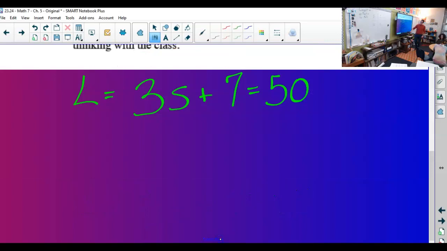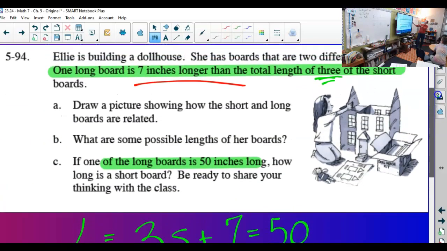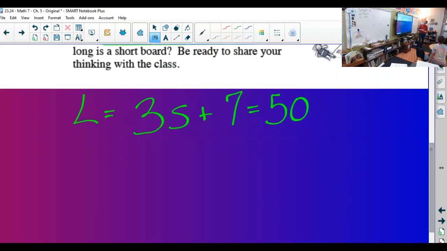Yeah, it's three of the short boards. It was seven longer than three of the short boards.